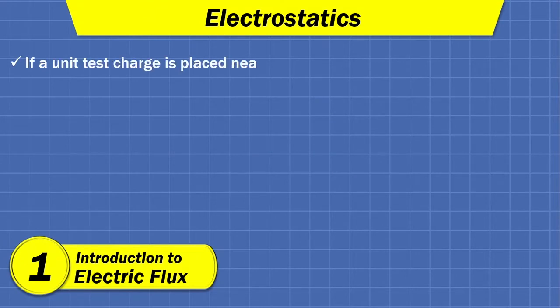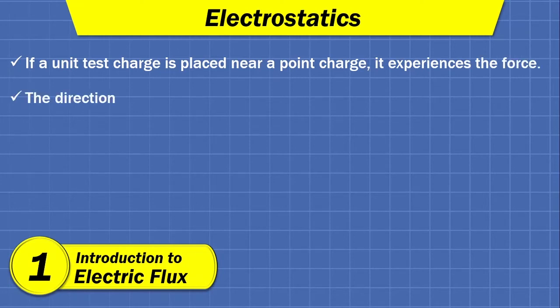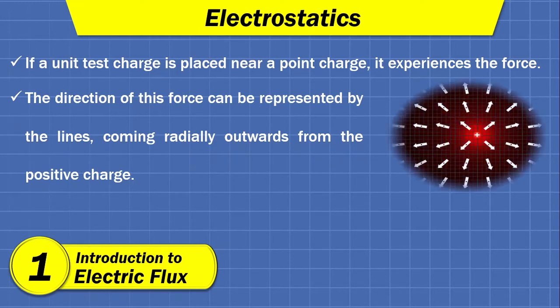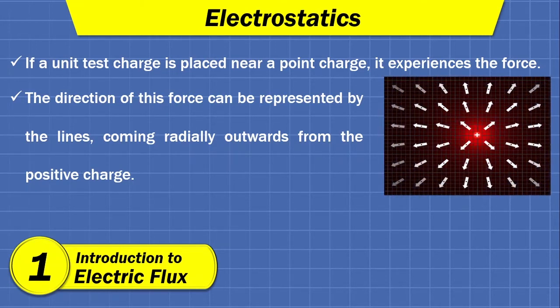If a unit test charge is placed near a point charge, it experiences a force, and the direction of this force can be represented by lines coming radially outwards from the positive charge. So as we know, the field around any point charge, say a positive point charge over here, these points are different positions of the +1 coulomb test charge, and these arrows represent the direction of force due to the positive point charge.